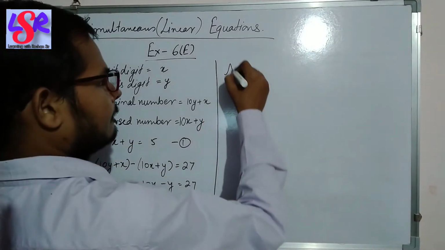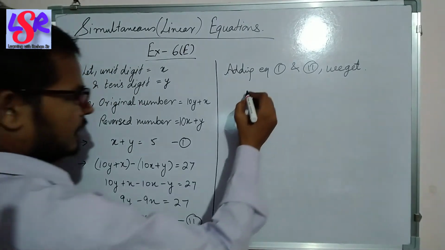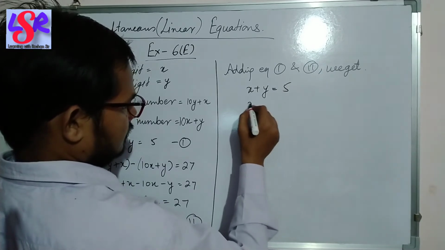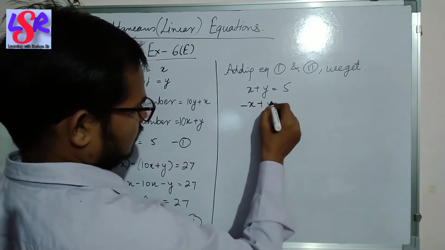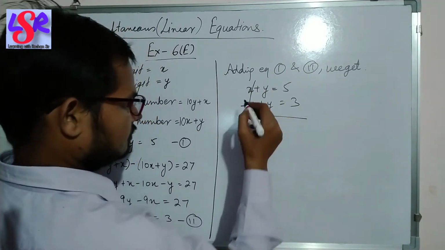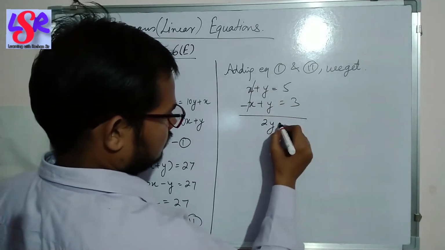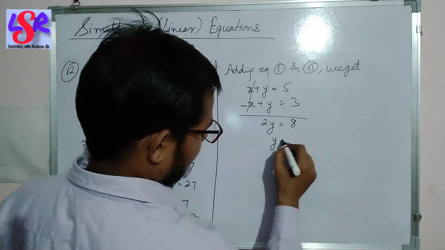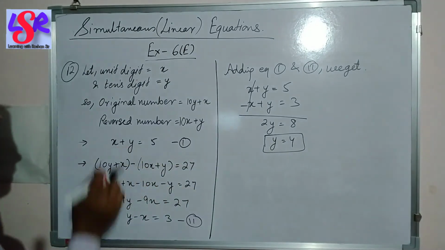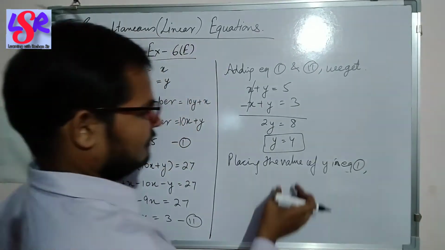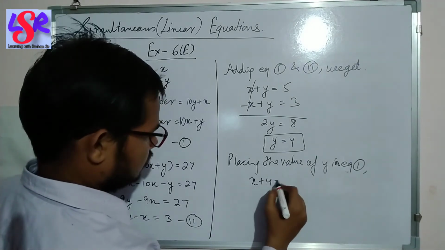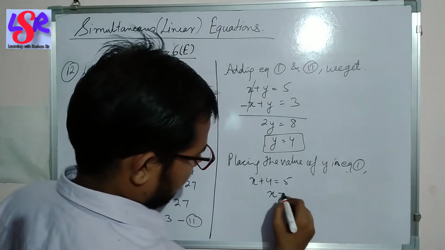So adding equation 1 and 2, we get x plus y equals to 5 and minus x plus y equals to 3. This will be cancelled out. So 2y equals to 8 and y equals to 4. Then place the value of y in any of the equation. So placing the value of y in equation number 1, we get x plus 4 equals to 5 and here we get x equals to 1.